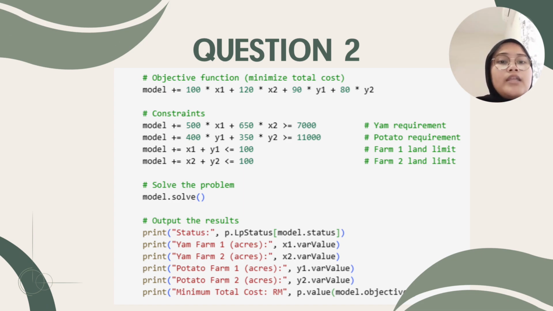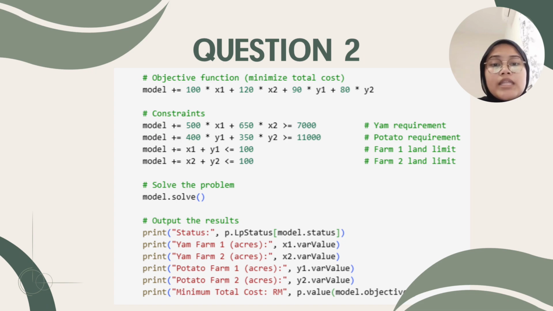And then for lines 12 until 15, it's the constraints, where based on the question, the yam constraint says we must grow at least 7,000 kgs of yam, and the potato constraint says we must grow at least 11,000 kgs of potato, and the land limit is that each farm only has 100 acres. So it means yam plus potato must be less than or equal to 100 on each farm. And line 17 is where I solve the optimization problem for all the variables to minimize cost while satisfying all the constraints given.